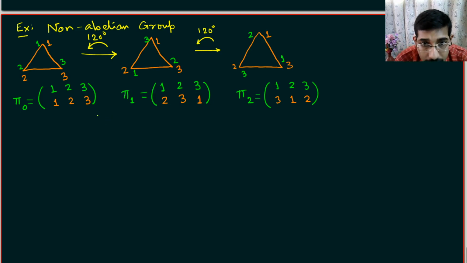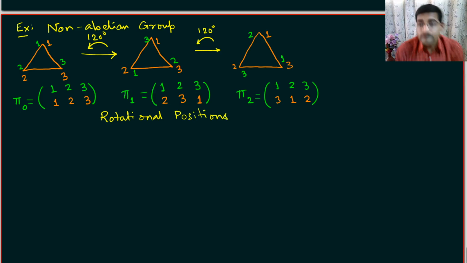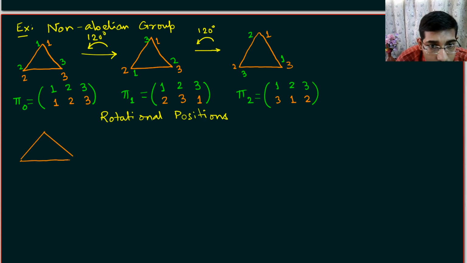So these are the matrices which denote the rotational positions. There could be other things as well, that I can also dictate what are called reflectional positions. Suppose I have this triangle in my hand, where this is 1, this is 2, this is 3 and this is my center.